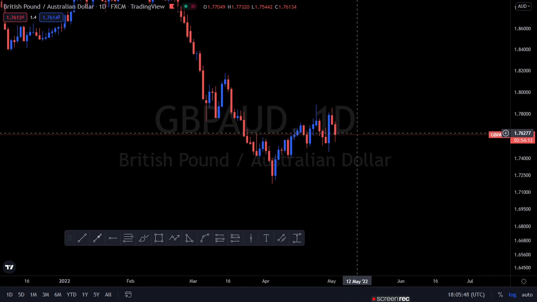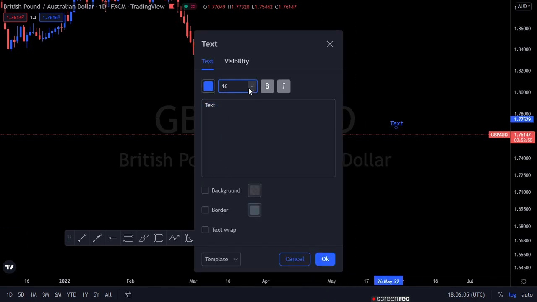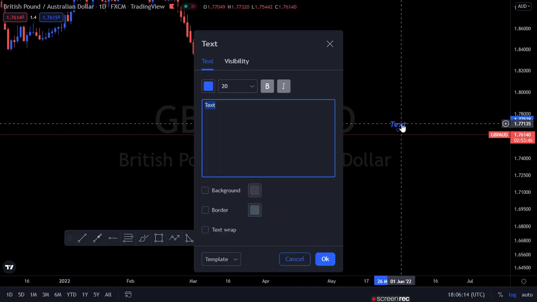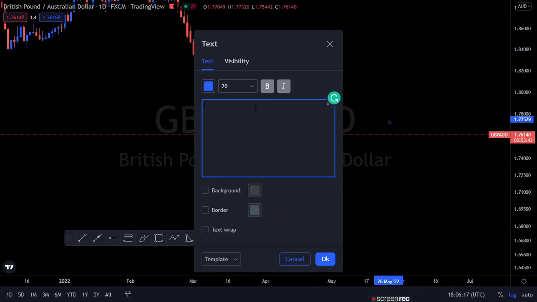Now, as we can see, this is GBP AUD, the Great British Pound against the Australian dollar. In order to get a setup or a signal to trade, you need three things. Let me start by typing the three things so that it will serve as a guidance. The first thing you need is your structure. That's the same as the trend.